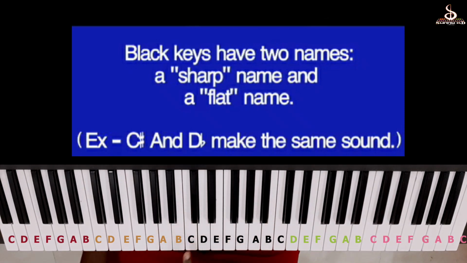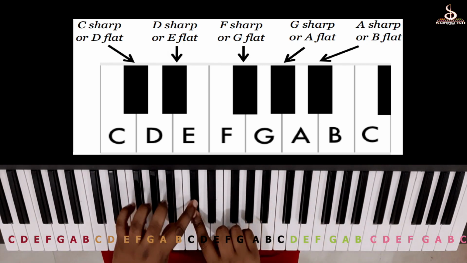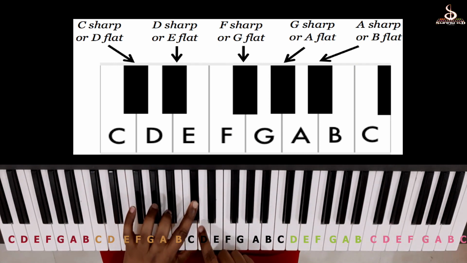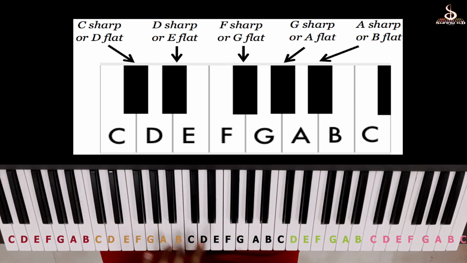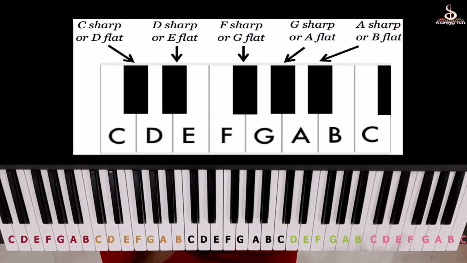Okay, so just a summary, this black key can be called as C sharp because it is falling after C and you are raising the C, so it is called C sharp. At the same time, it can be called as D flat as well because you are going to the left hand side of D and you are lowering it. Okay, so this can be called as D flat as well.